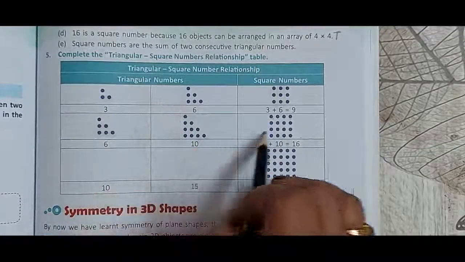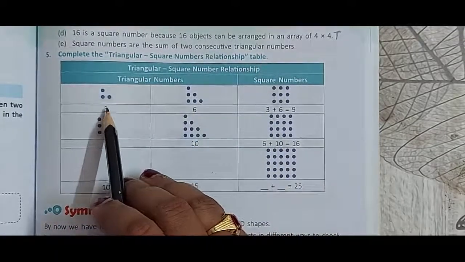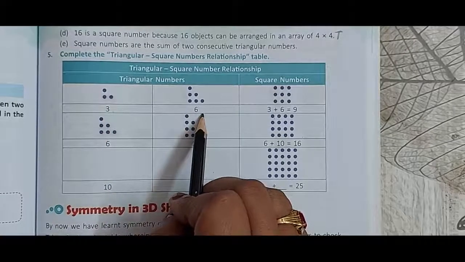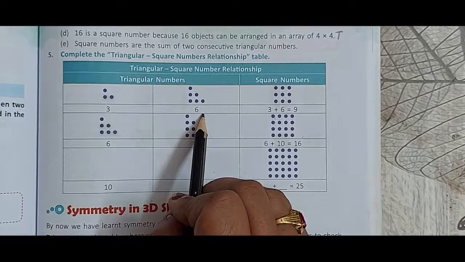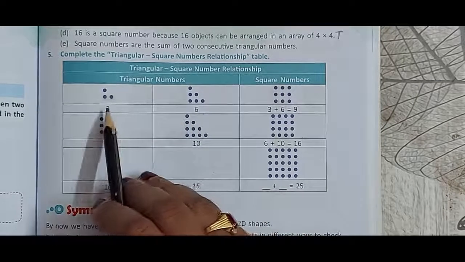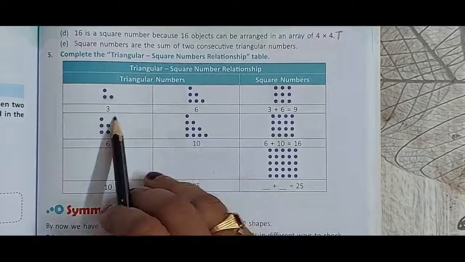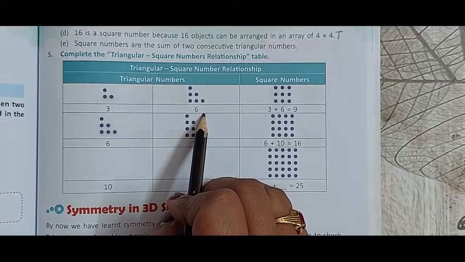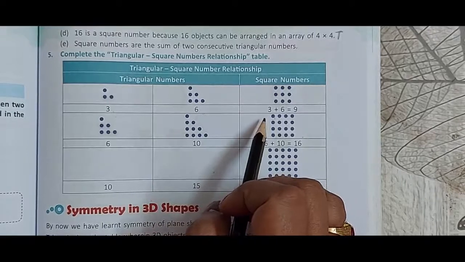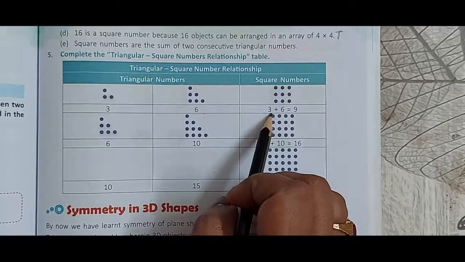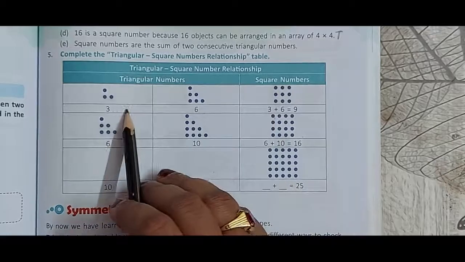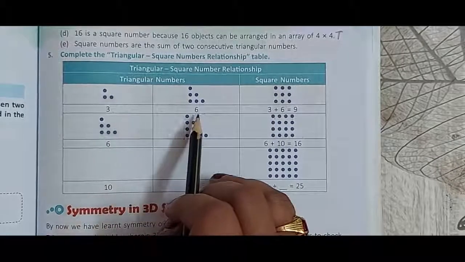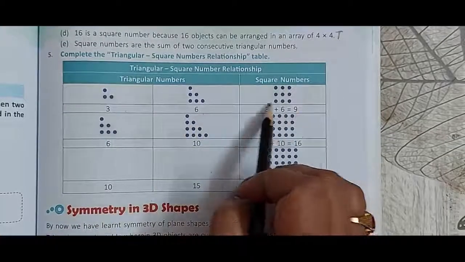Let us come to square numbers are the sum of two consecutive triangular numbers. This relationship you can also find here. See, this is the second triangular number, this is the third triangular number, and this is the second and third. It is going to give you the third square. So the second triangular number plus the third triangular number is going to give you the third square number.